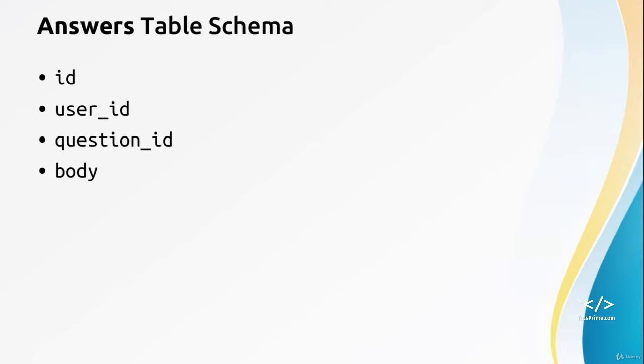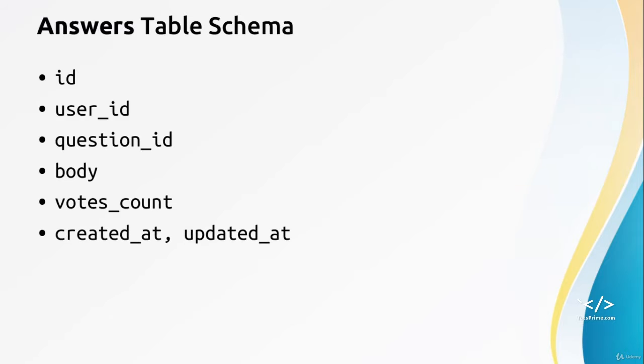An answer can also be voted by anyone else, and we will need to define votes count in this case to record how many people are voting the answer. And lastly, we also need to track when the answer is created or modified, so we will need created at and updated at columns. So that's all we need in the answers table.